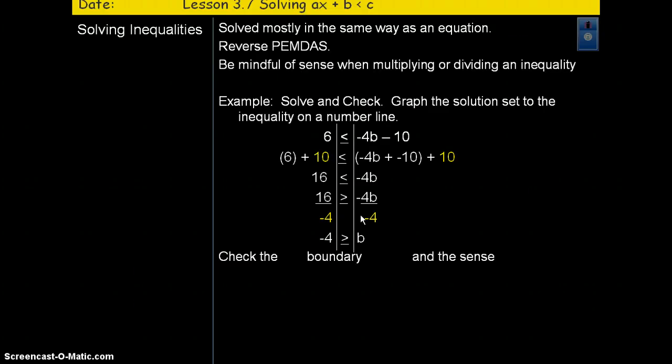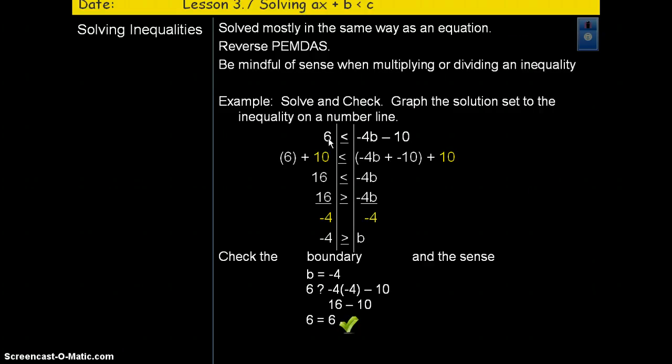We want to check the boundary and the sense. Remember to check the boundary, we check for equality. If I substitute this value that we found into the original inequality, I should see an equality. It should make the left and right side equal. So let's check that out. -4 is substituted. Order of operations becomes 16 minus 10, becomes 6. Here, our boundary does make the original inequality an equation, so that's good.